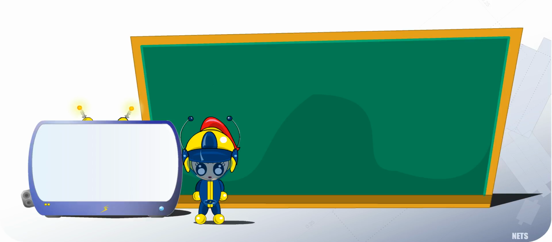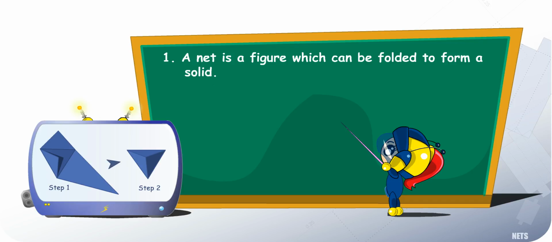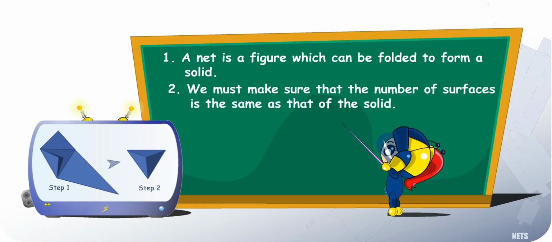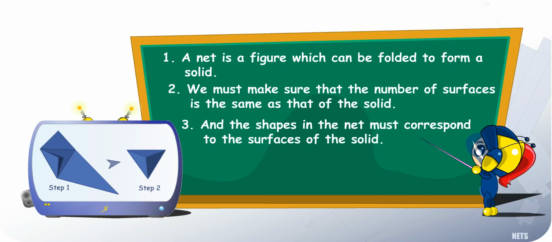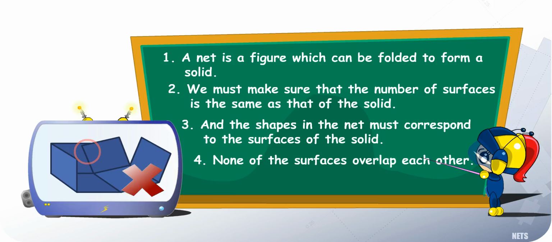Let's do a quick summary of the lesson. What is a net, Toboggo? It is a figure which can be folded to form a solid. Right. When matching a net with a solid, what must you take note of? We must make sure that the number of surfaces is the same as that of the solid, and the shapes in the net correspond to the surfaces of the solid. The various surfaces of a net must be aligned in such a way that none of them overlap one another.